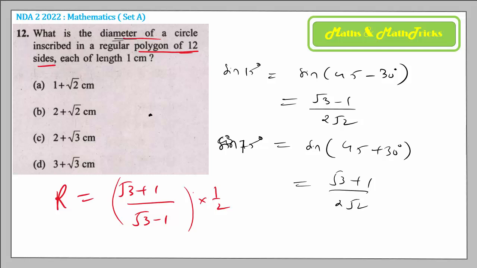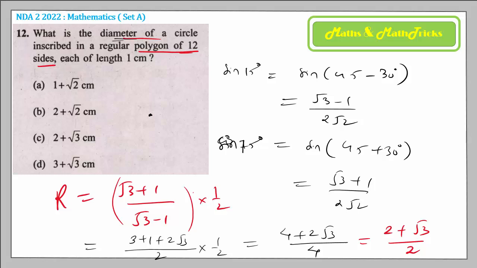If you rationalize the denominator by multiplying and dividing by root 3 plus 1, the numerator is going to be 3 plus 1 plus 2 root 3, and the denominator will be root 3 squared minus 1 squared, which is 2, and then you have there 1 by 2. So definitely you have (4 plus 2 root 3) by 4. You can simplify this by taking 2 common from the numerator. So (2 plus root 3) by 2 is the value of r.